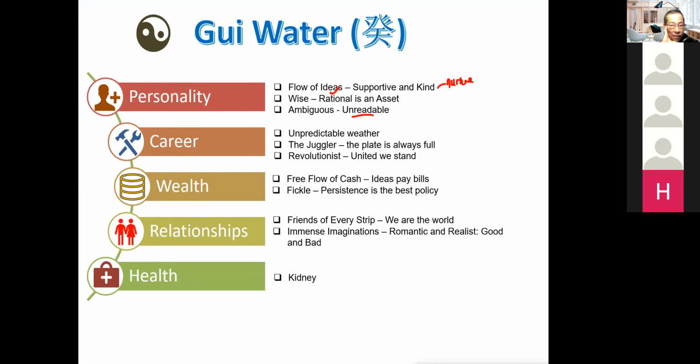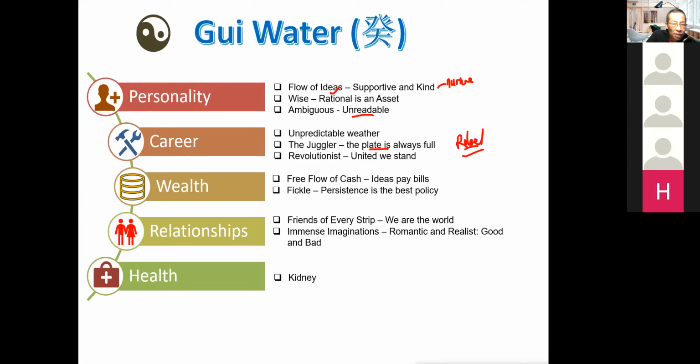In terms of career, as mentioned just now, they will always be busy. Water people are always busy, or they pretend to be. At least Gui water tends to be more busy unnecessarily. Therefore, they multitask. They have two or three things going at the same time. But the one thing about Gui water is they rebel. They are more rebellious. They are not so conforming to the conventional way of thinking. That's the difference you can also see.